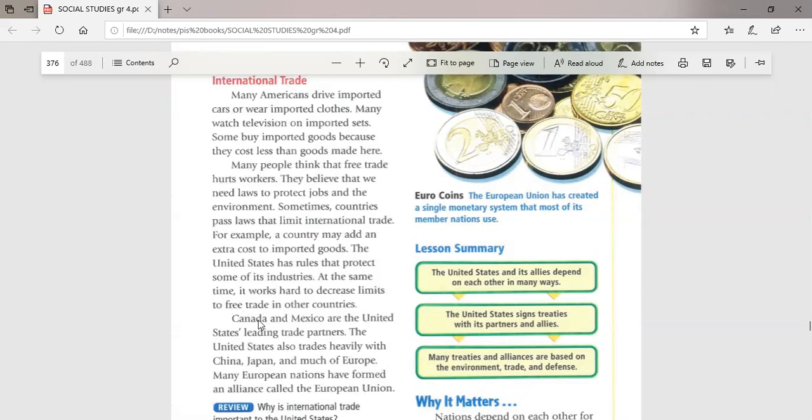You know, guys, I told you before that Canada, Mexico, and the United States trade a lot with each other, okay? There are no taxes between America, Mexico, and Canada. The United States also trades heavily with China, Japan, and much of the European countries, okay? And many European nations have formed an alliance called the European Union, okay? So this is just information.